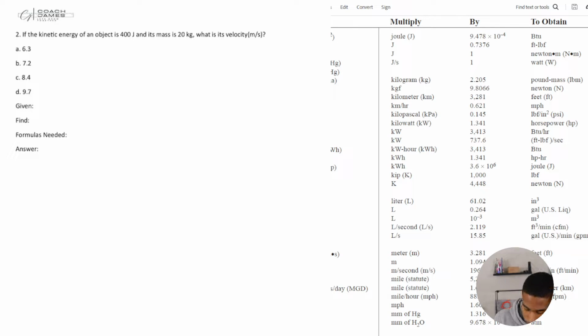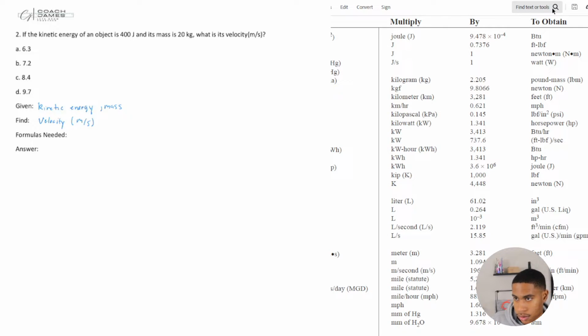All right, so we're given the kinetic energy. We are also given mass. Anything else? No. What are we looking for? We're trying to find the velocity, and it needs to be in meters per second. Okay. What formulas might we need?